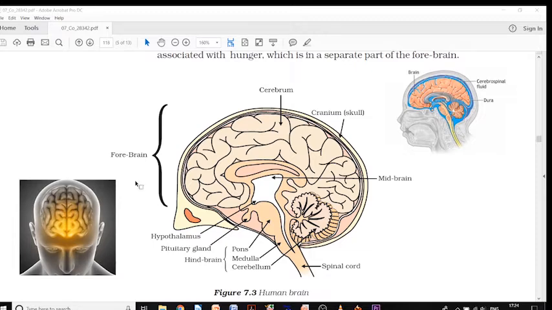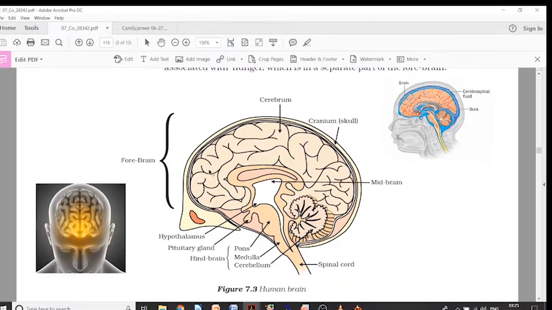So this is the front view, this is the side view. The whole thing is known as the cerebrum, and it is divided into two cerebral hemispheres, left and right. The forebrain is the main thinking part. Whenever you think something, your forebrain becomes active. So it is the main thinking part and the largest part, as you see from the diagram, and it consists of two cerebral hemispheres.